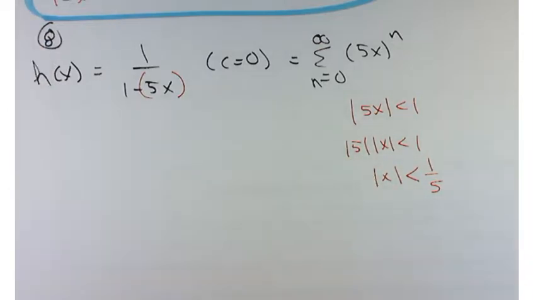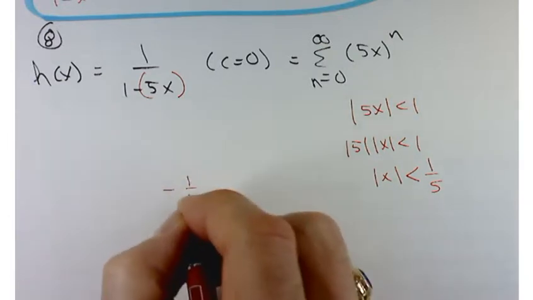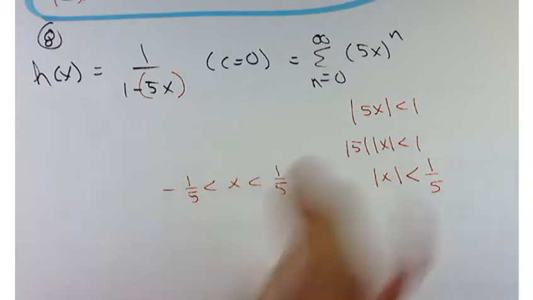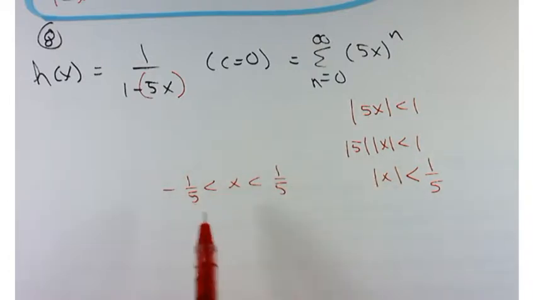What's the radius of convergence here? Radius of convergence is 1/5. The interval of convergence would be negative 1/5 is less than x is less than 1/5. And you can check the endpoints. You're not going to get convergence at either endpoint. So that's it. What if you had something centered someplace other than 0? Well, we'll get to that.